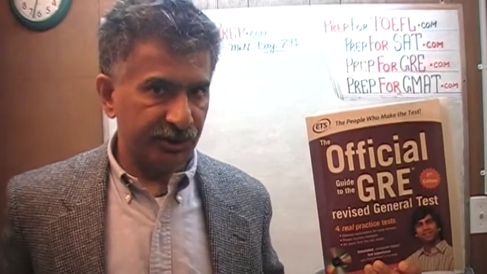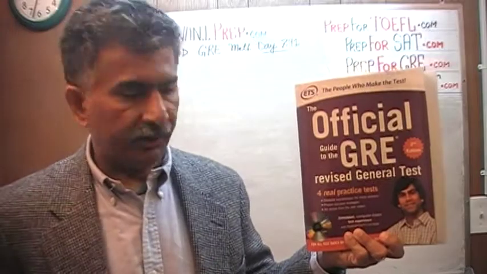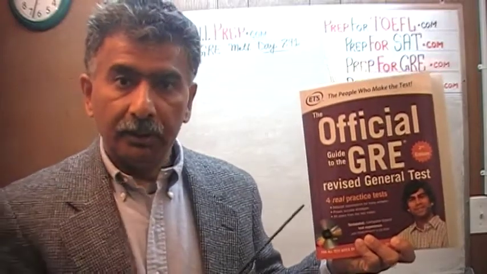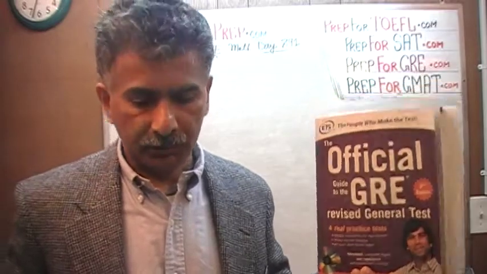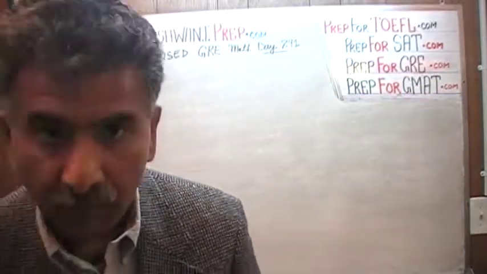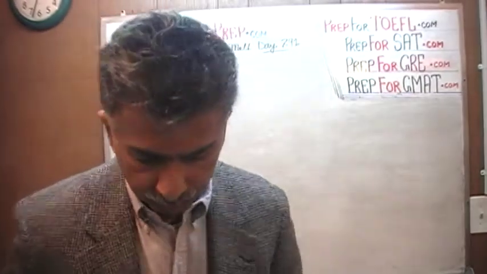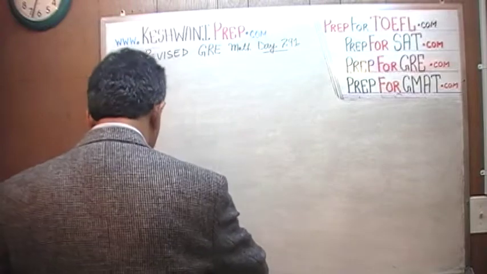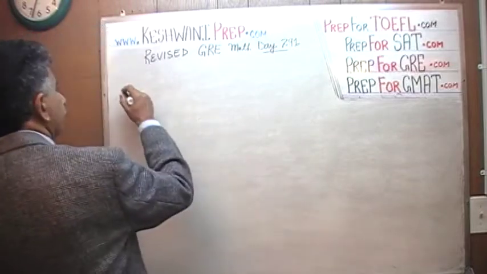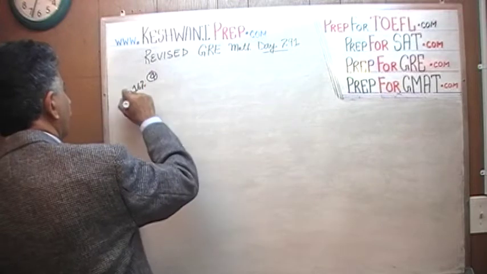We are here because we want to prepare for GRE. We have been solving GRE math problems out of this book here, the official guide to the revised GRE, the second edition. If you do not own this book already, purchase one immediately. You're going to need it. The problem that we are about to solve is the one that you will find on page number 162. Please turn to it. Page 162. Problem number 4.